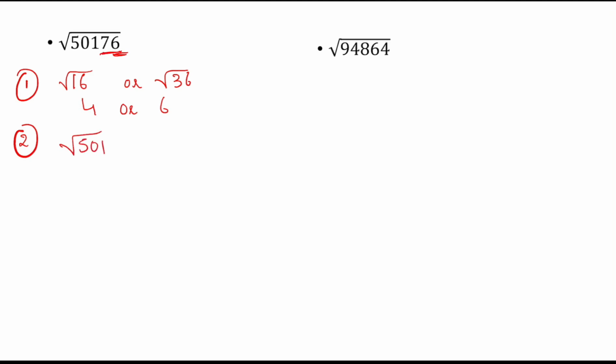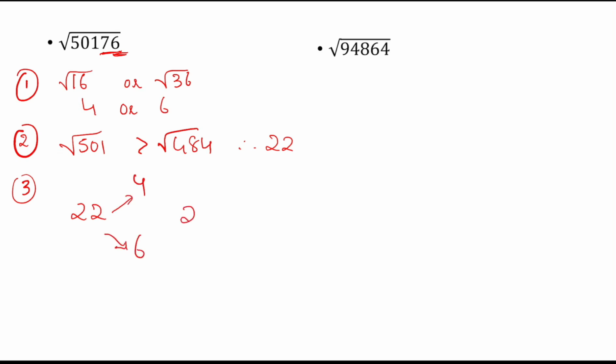Next, now 50176. So, last number is 6. It ends for square root of 16 or square root of 36, which is 4 or 6. Second step, leave these two numbers, take the remaining. Root 501 is nearer and less than which one? Greater than which one? 484, which is square root of 484 is 22. So, therefore, write 22 here, 4 here, 6 here.